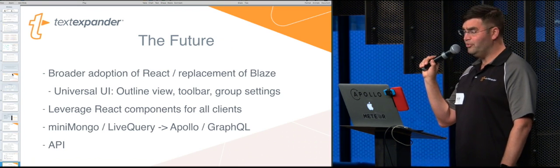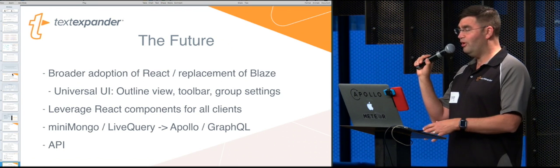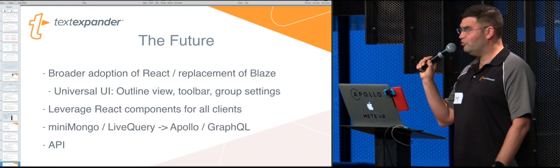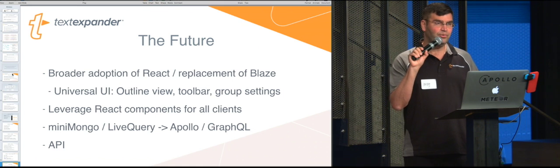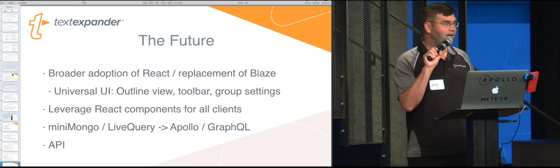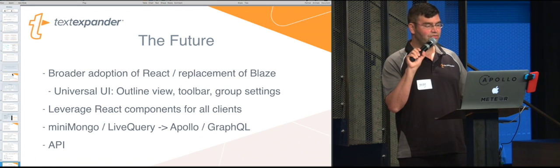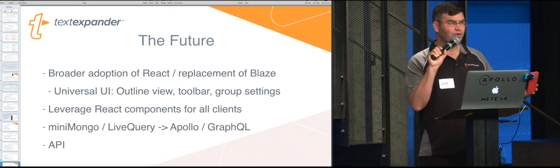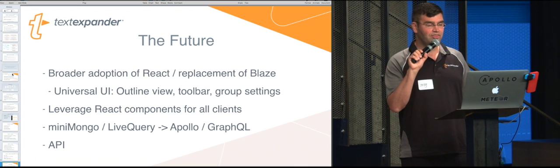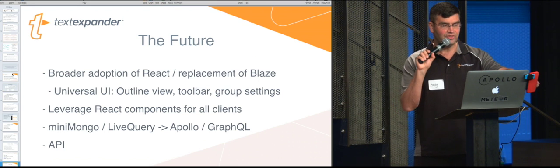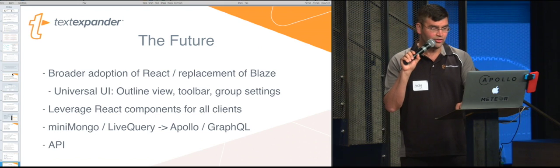The other item that we have for the future is the transition from Minimongo and LiveQuery to Apollo and GraphQL, and figuring out where we can leverage the best of that. We're looking at potentially offering a public API, and in doing so, we're trying to decide, okay, can we do this with a GraphQL basis as opposed to building a traditional REST API. And it seems like things may be just exactly where we need them to be at the time that we're trying to do that. So that's where we're looking to go there.